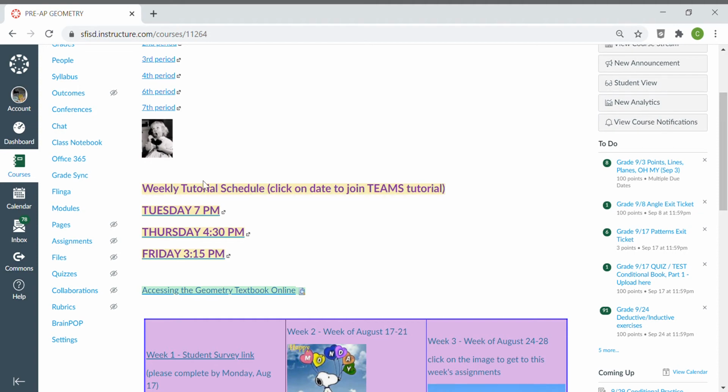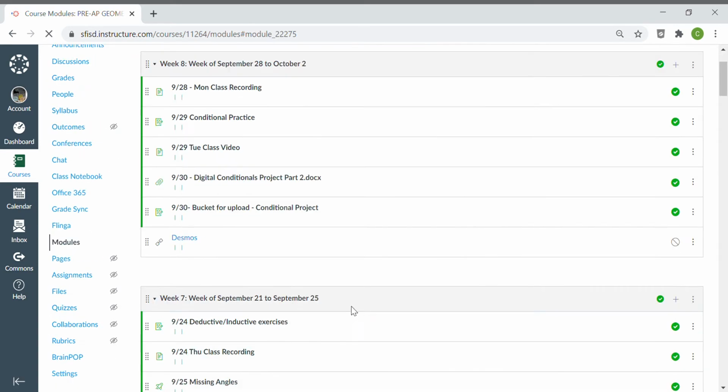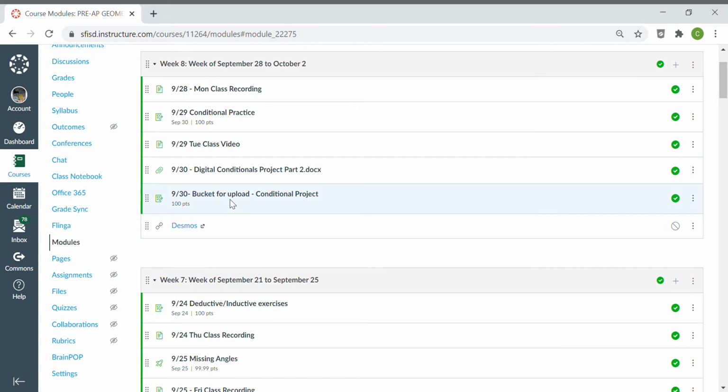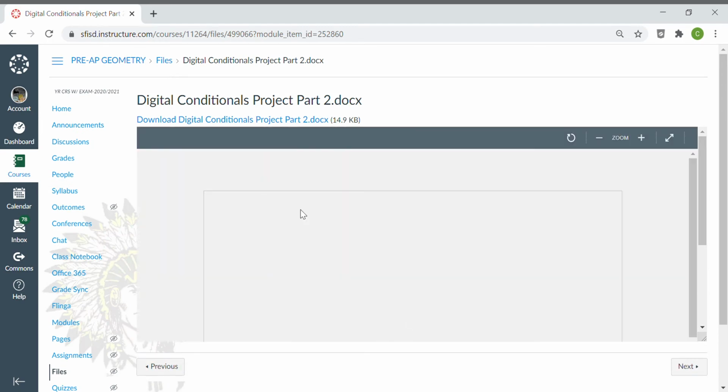So in Canvas, if you go into this week's module, you'll see the bucket for uploading the new conditional project. That bucket is going to be the same book that you uploaded in the previous conditional book project with 2 additional slides. So at the end of your book, you're going to place 2 additional slides. Here it describes what you're supposed to do in those 2 additional slides.